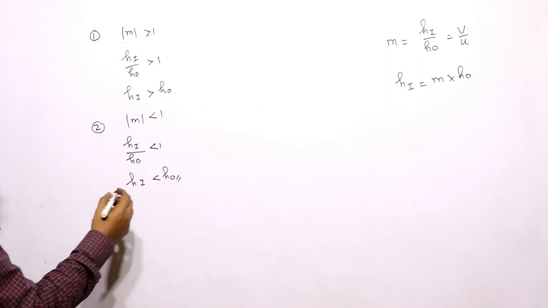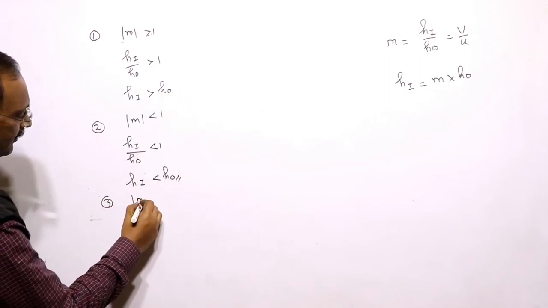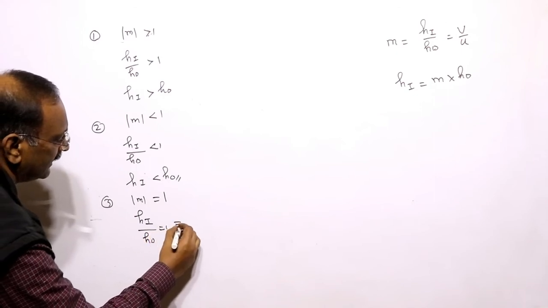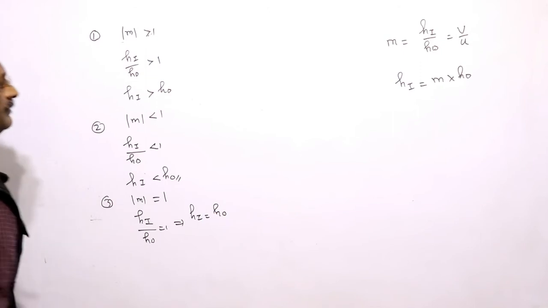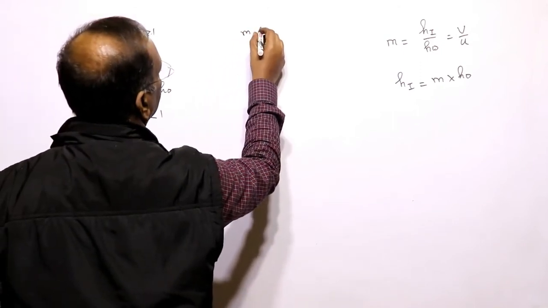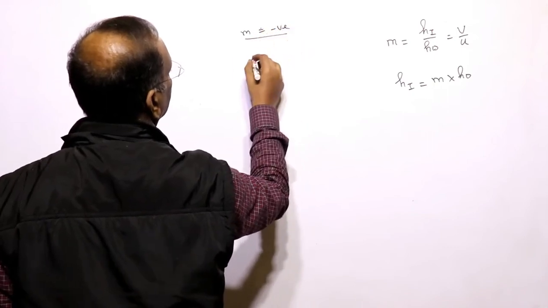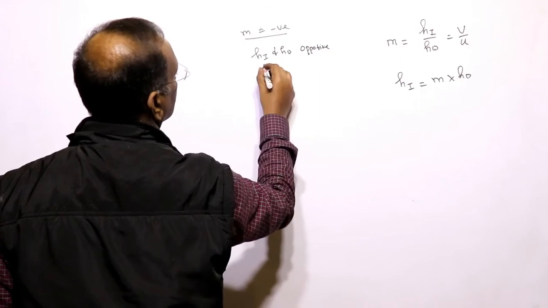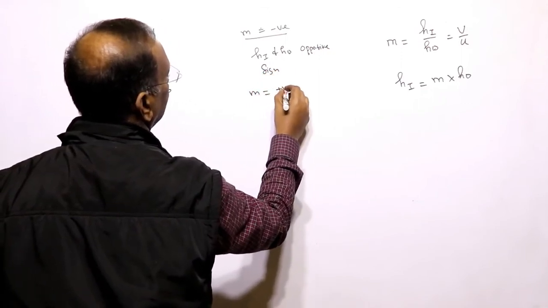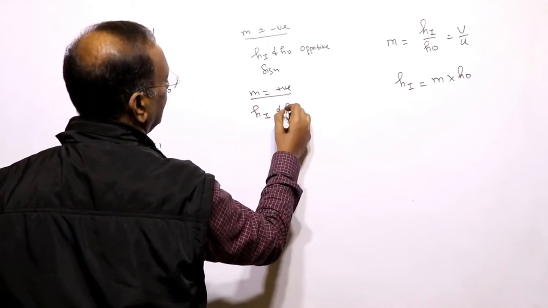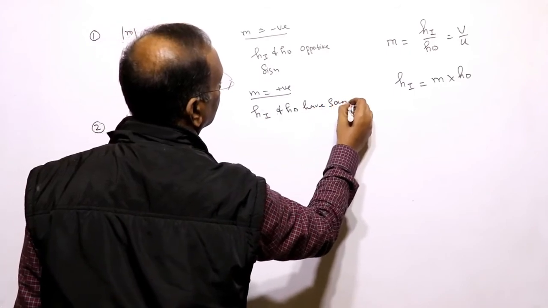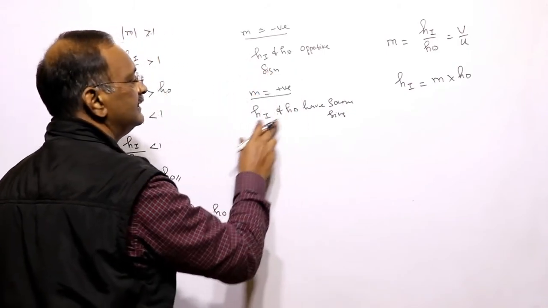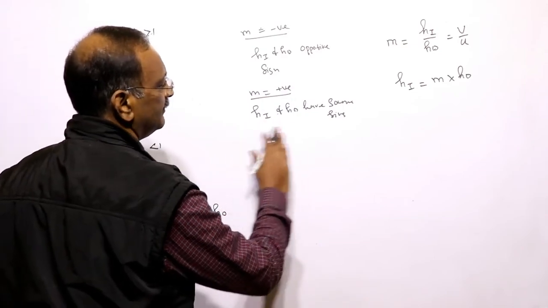The third case, if magnitude of magnification is equal to 1, it means height of image by height of object is equal to 1, in that case height of image is equal to height of object. And magnification will be negative if h_i and h_o have opposite signs. If m is positive, h_i and h_o have the same sign. In this case, opposite sign means this is positive, this is negative. Same sign means they both are positive. This is in the case of a concave lens, and a convex lens when the object is kept very close to the lens.